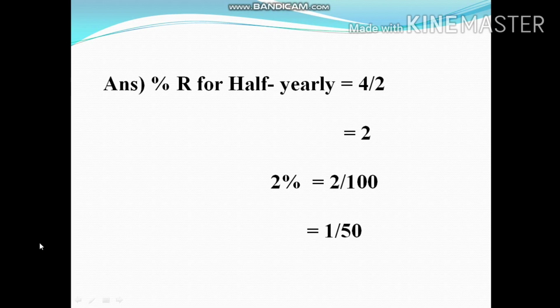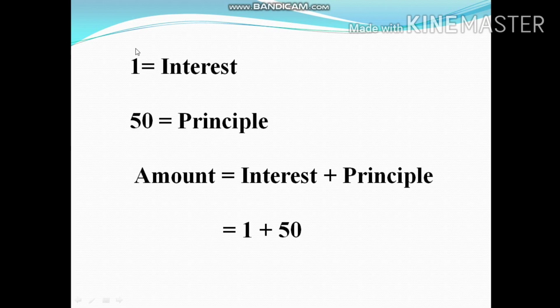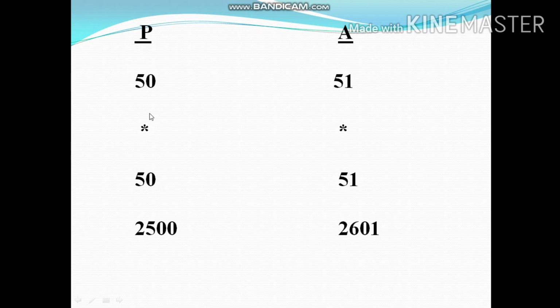So, percentage rate for half yearly is equal to 4 by 2, that equals 2. Here we need to convert this 2 into a fraction. 2 percent is equal to 2 by 100, that equals 1 by 50. Here 1 is interest and 50 is the principal. So total amount is equal to interest plus principal, that equals 1 plus 50.